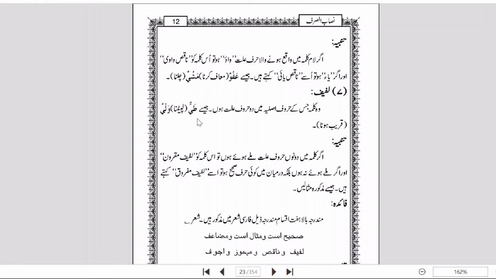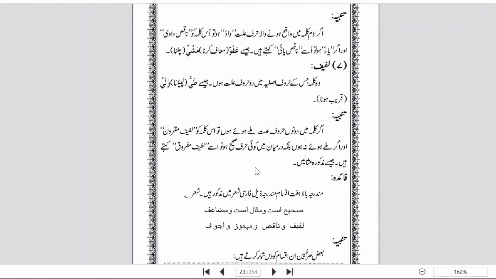Like mentioned in this example, Tayyun, the two yas are together. They are merged, but the two yas are together. So this will be known as Lafeef Maqroon. And Walyun, there's waw here and ya at the end. Fa ain lam. The fa kalima has waw, and the lam kalima has ya. There's a sahi letter in between them. It separates the two vowels. So this word will be known as Lafeef Mafrooq.